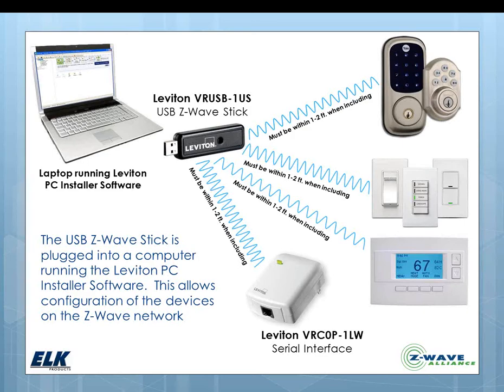Using the Leviton software, which you can get from their website, is how you're going to set up your network, including all of the devices that are part of the network. That includes the Leviton VRC0P, which is the serial interface that is required for the M1 to be able to communicate with Z-Wave devices. As Mark mentioned earlier, that is a controller, so it's going to be added into the system as a controller.